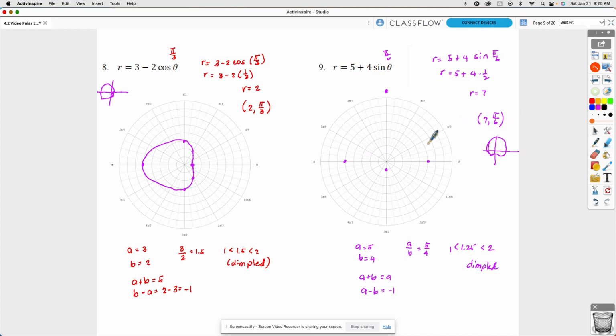And then your other point is pi over 6, 7. Here is pi over 6, here is 7. It's reflected over on the right side. And then you connect, and you would have this dimpled limaçon.